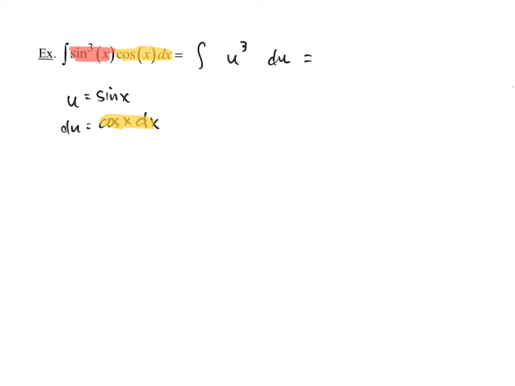And the integral of u cubed is going to be 1/4 of u to the 4th plus c. And so once again, as we've been doing for this entire lesson, at the end we're going to go back to x. And so this is going to be 1/4 sine to the 4th of x and then plus c.